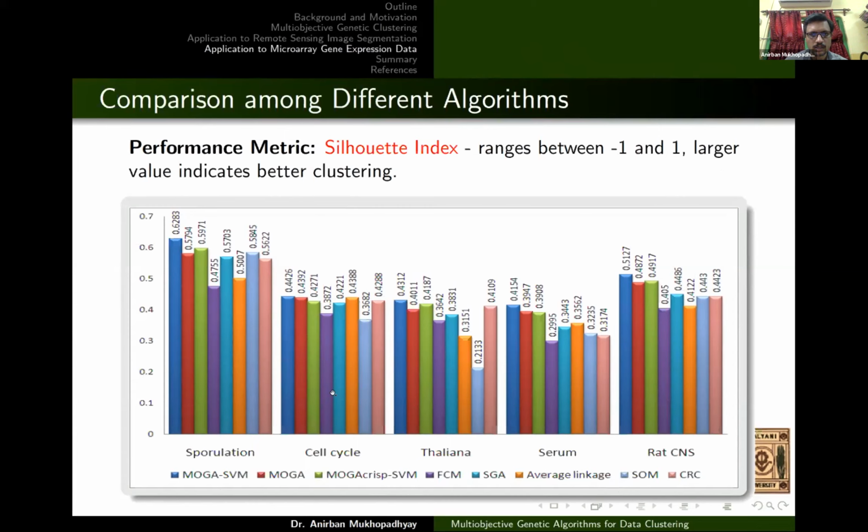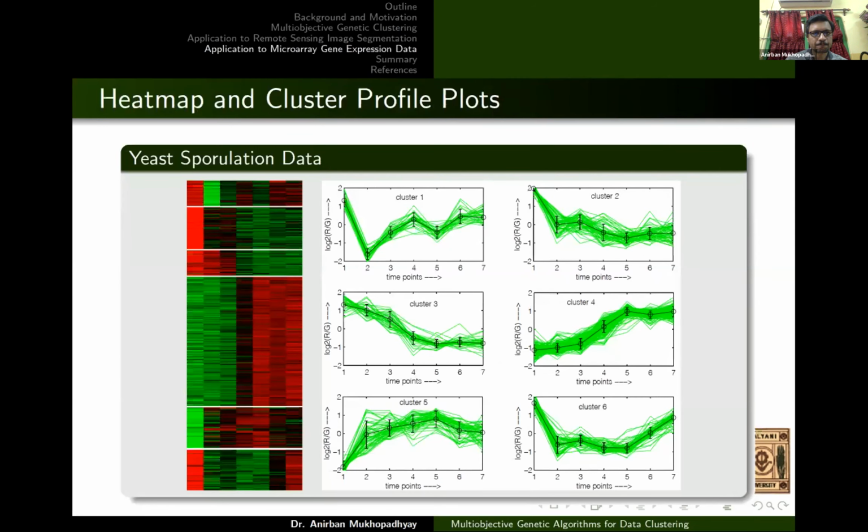In all the cases, our method has the highest value of the silhouette index. And these are some visualizations. You see that this is the clustered microarray in color coding for the yeast sporulation data.